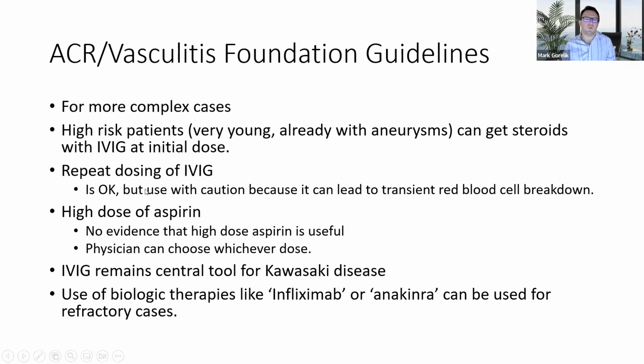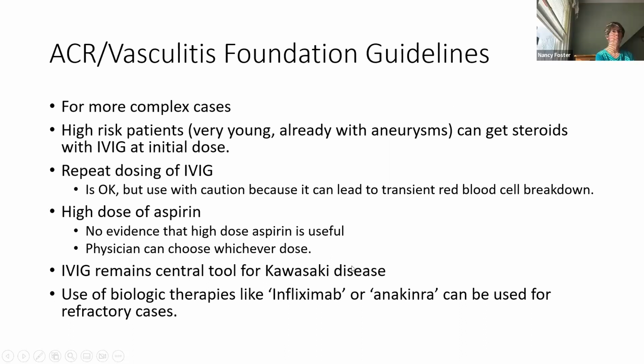The second is we talked about refractory Kawasaki disease, where you might need a repeat dose of IVIG. And that in our guidelines has been validated as an okay thing to do, but sometimes in some people, repeat doses of IVIG can lead to transient breaking down of red blood cells by an immune mechanism. And so in some patients, use of other kinds of repeat or secondary line therapies is more recommended.